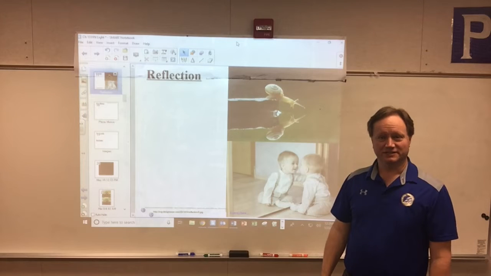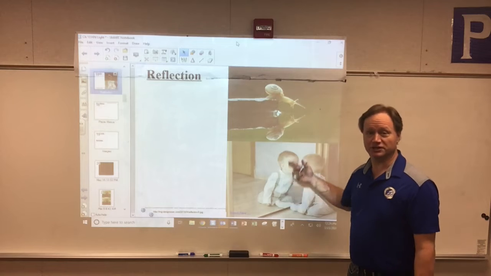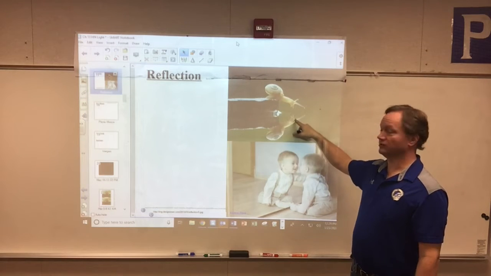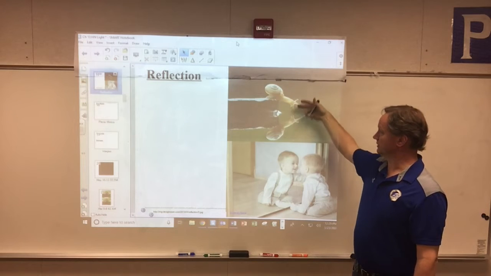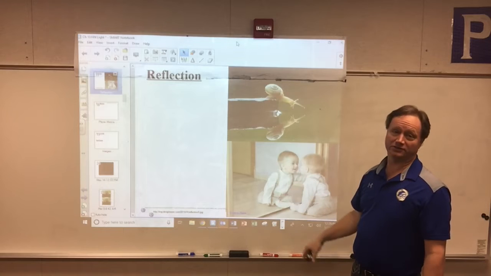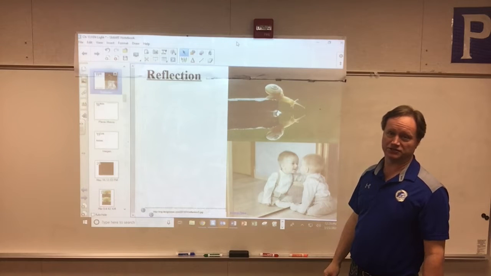Welcome to physics. Today we're pondering reflection. So we have a couple of pictures here dealing with reflection. We have a snail overhanging the water and the reflection of the snail, literally a mirror image at the same distance, and a child pondering his own reflection.